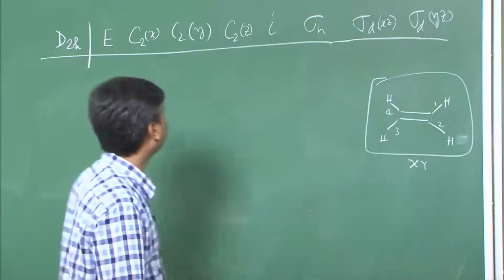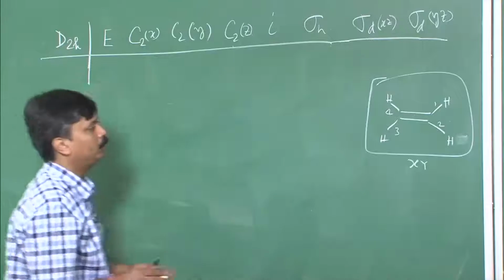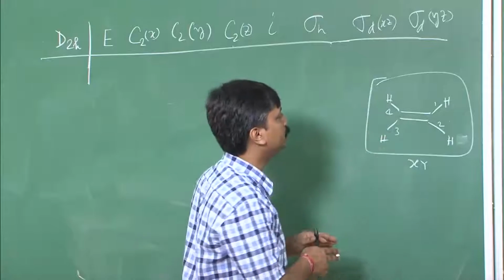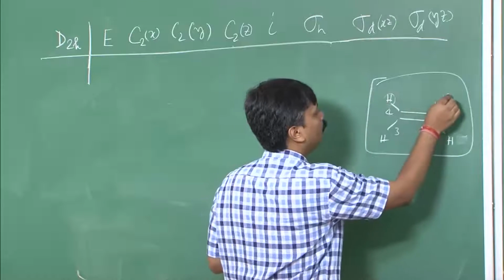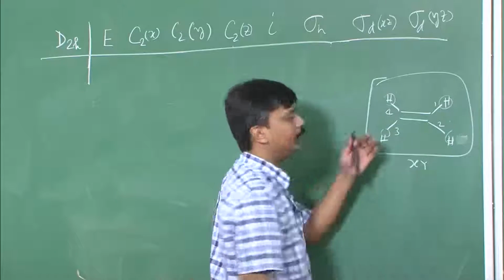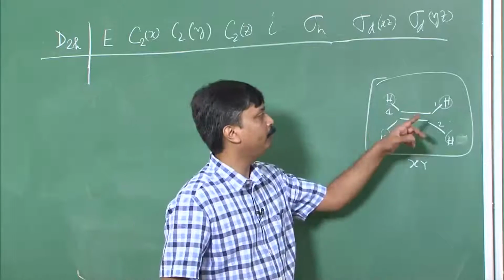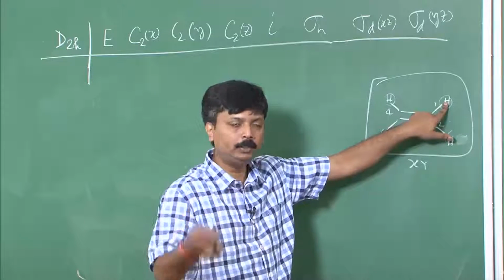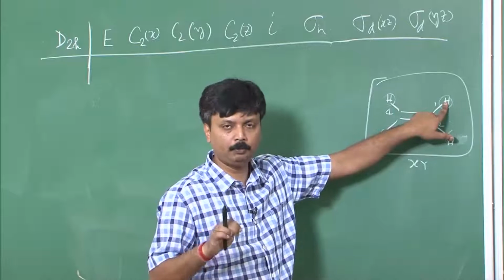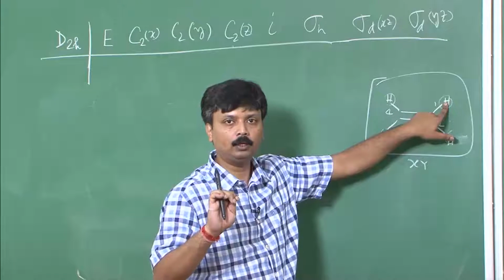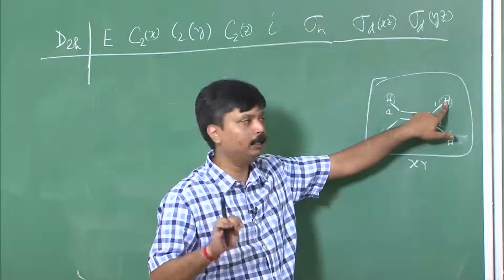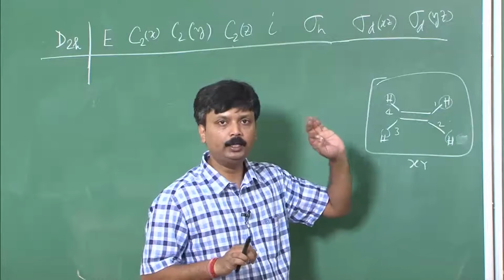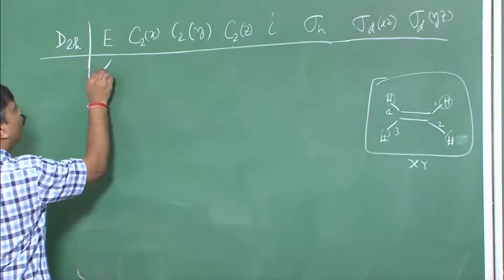So if you think about the effect of all these symmetry operations on this basis function, so the basis functions are nothing but these 1s orbitals, right? So identity will not change anything, and if the basis function doesn't move upon the symmetry operation, each basis function will contribute 1 to the diagonal, right? Meaning 1 to the character. So here there are 4 basis functions, all of them unshifted, so they will contribute a total of 4.